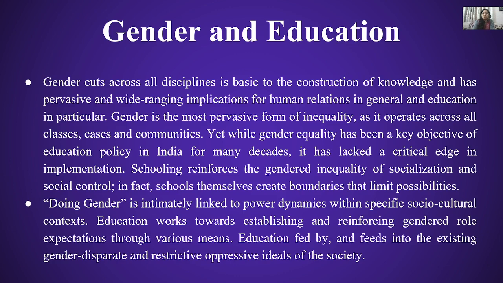Gender cuts across all disciplines, is basic to the construction of knowledge, and has pervasive and wide-ranging implications for human relations in general and education in particular. Means there is relationship between gender and education. Gender is the most pervasive form of inequality as it operates across all classes, castes, and communities. Yet, while gender equality has been a key objective of education policy in India for so many decades, it has lacked a critical edge in implementation. Means there is gender inequality in the school, society, and everywhere. There is one more paradox here, that is schooling, which was supposed to narrow down the gap between gender inequality, it actually reinforces the gendered inequality of socialization and social control.